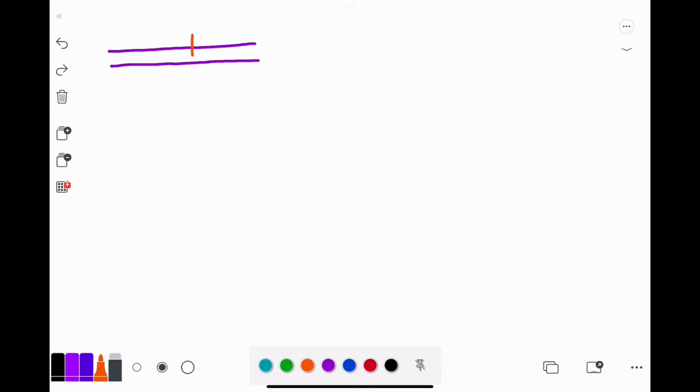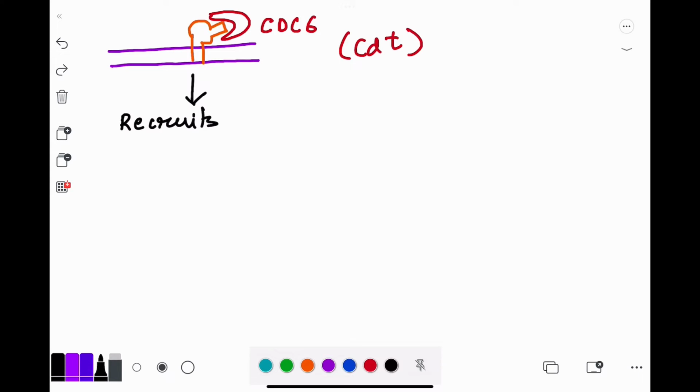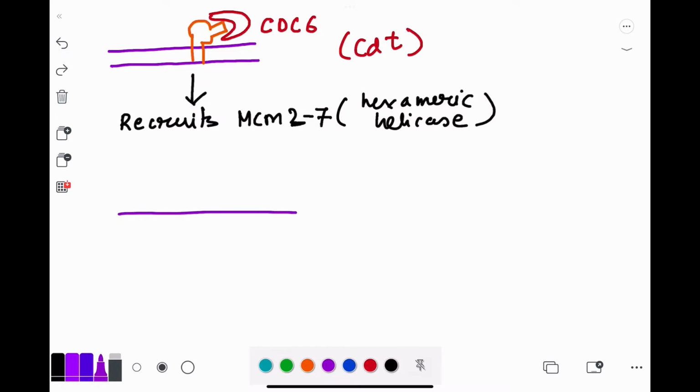Suppose this is again the double stranded DNA, and this is the origin recognition complex. Normally, CDC6 binds to this origin recognition complex, right? And because it is bound to it, there is no replication going on. CDT is also another protein. So CDC6 and CDT recruit the hexameric helicase known as MCM2-7. This MCM is the hexameric helicase.